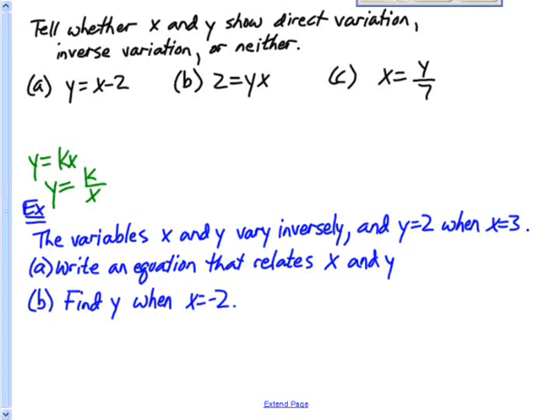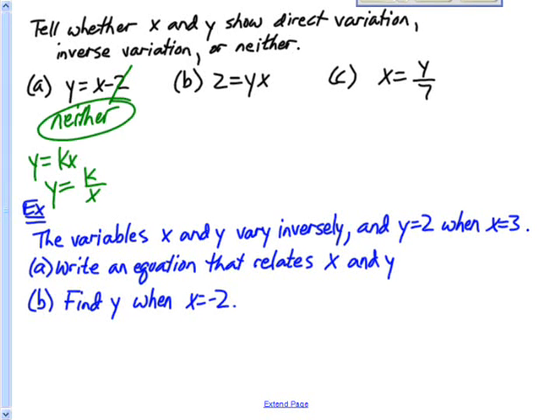So in part A here you say, well, let me solve for y. Y equals x minus 2. Y is already solved for. Does it look like either of those? No. The problem here is you've got a y-intercept, okay? So this is neither.